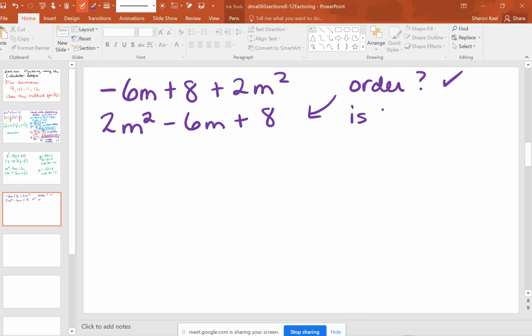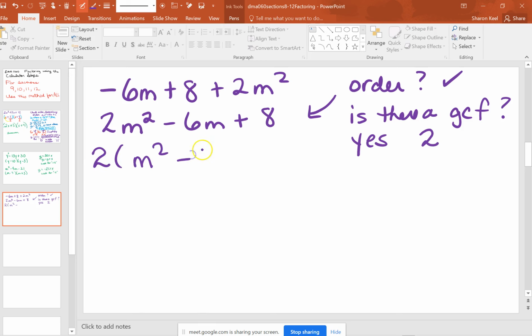Then we ask ourselves, is there a GCF? Is there a greatest common factor? Yes. All of these are even. Hang on. I think I was writing too fast for it. So is there a GCF? Yes. And the number we have for the GCF is a 2. So if I factor out a 2, I'm left with m squared minus 3m plus 4.